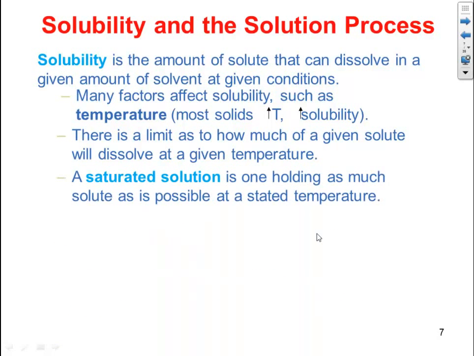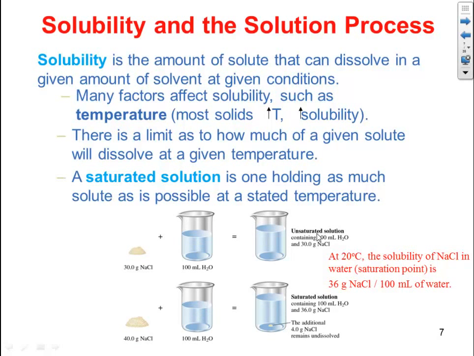A saturated solution is one holding as much solute as possible at a stated temperature. At 20 degrees C, the solubility of sodium chloride in water, its saturation point, is 36 grams of sodium chloride per 100 milliliters of water. What that basically means is, if I was to take 30 grams of sodium chloride and dissolve it in water, I would have all the sodium chloride dissolved. That's an unsaturated solution. All 30 grams of sodium chloride is in the solution.